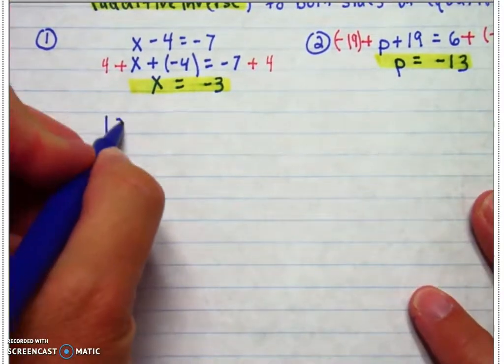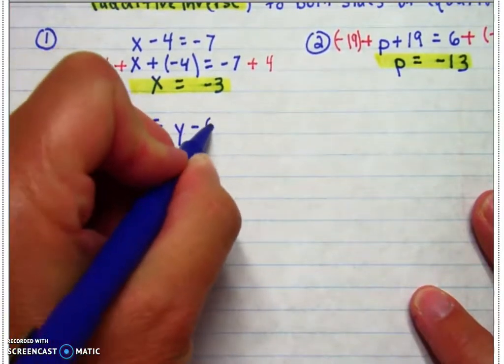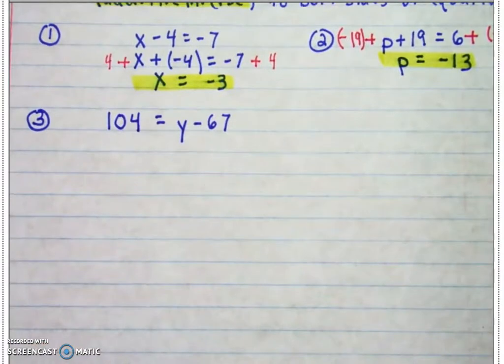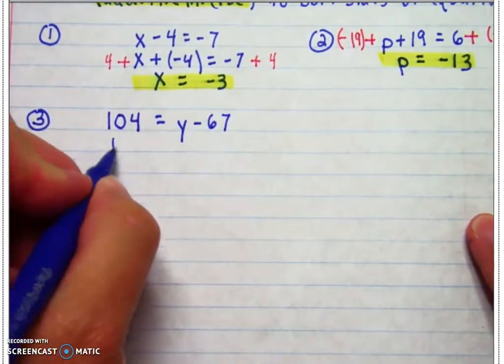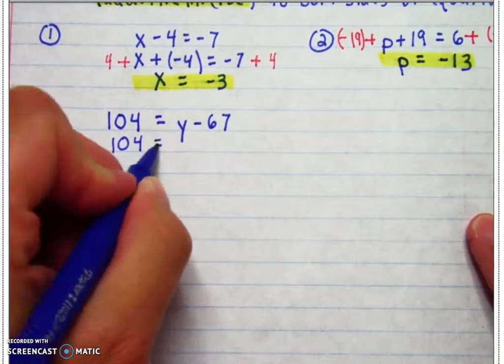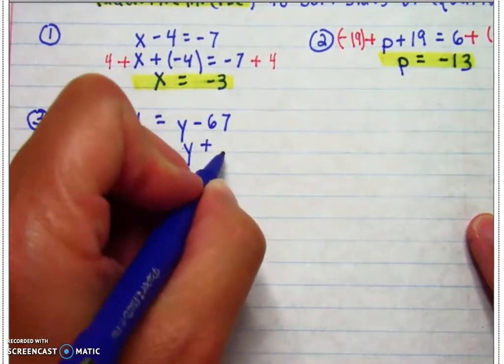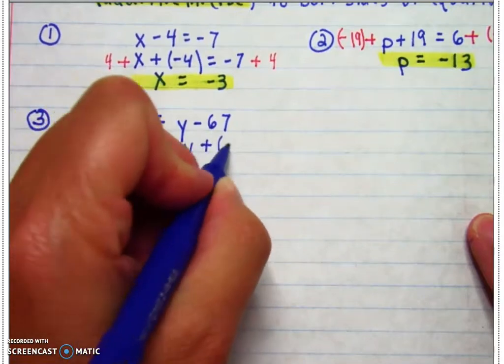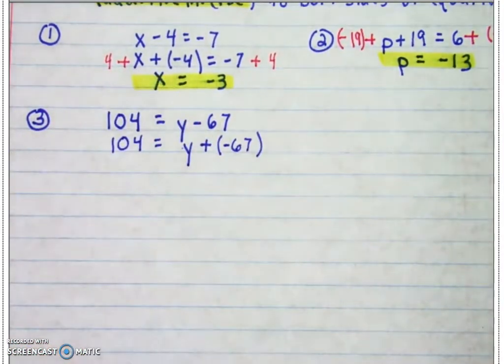Now, sometimes the variable's not going to be on the left side. It might be on the right side, but don't switch anything. Just leave it as is. So we have 104 equals y minus 67. If you see subtraction in the problem, we want to rewrite it as addition. So on the next line, we're going to go y plus the opposite of positive 67, which is negative 67. Okay, so all I did was rewrite subtraction as addition.